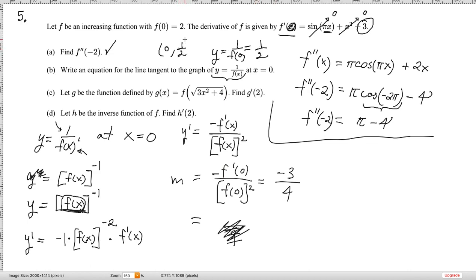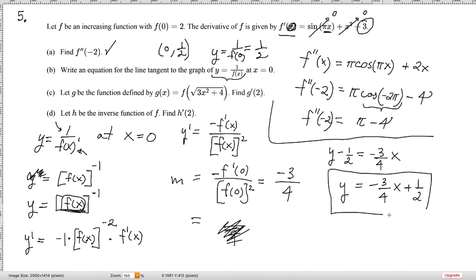And now I have a point, and I have slope, so I'll just use point slope form. Y minus y1, which is 1/2, equals m times x minus x1, but x1 is 0 here, so it's just times x. And you could, I think, leave it like this, but just in case they want it in slope-intercept form, or you feel more comfortable with slope-intercept form, plus 1/2. And then this is your line in slope-intercept form.